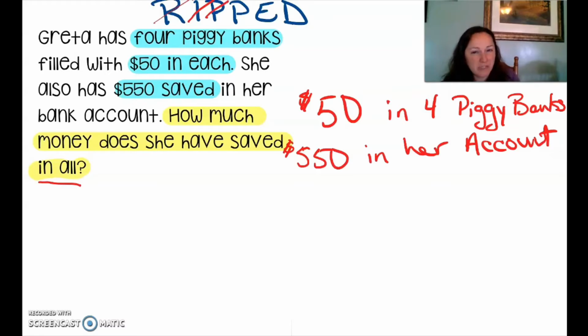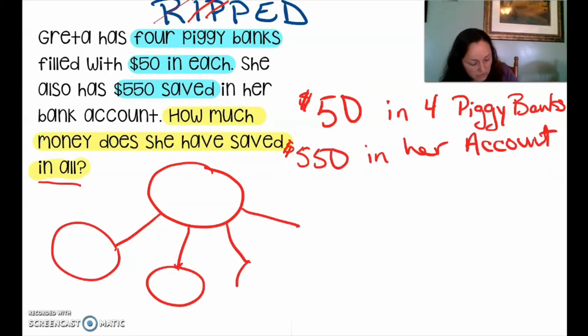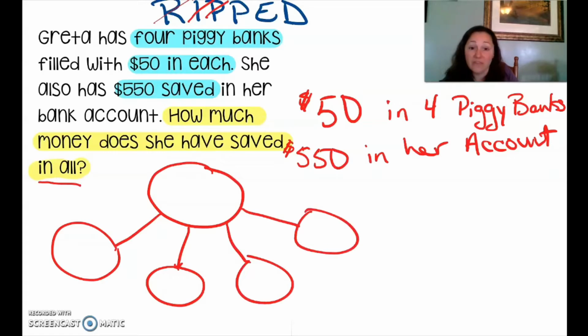Now I'm going to draw a picture of it. So the other day I did a tape diagram. I bet today I could do something different, maybe even a number bond. That sounds kind of good. So I'm going to do a number bond, and if I'm multiplying, I have my big number up top, and I have 4 piggy banks, so I'm going to have 4 legs. 1, 2, 3, 4, and each one of these legs is going to have $50.